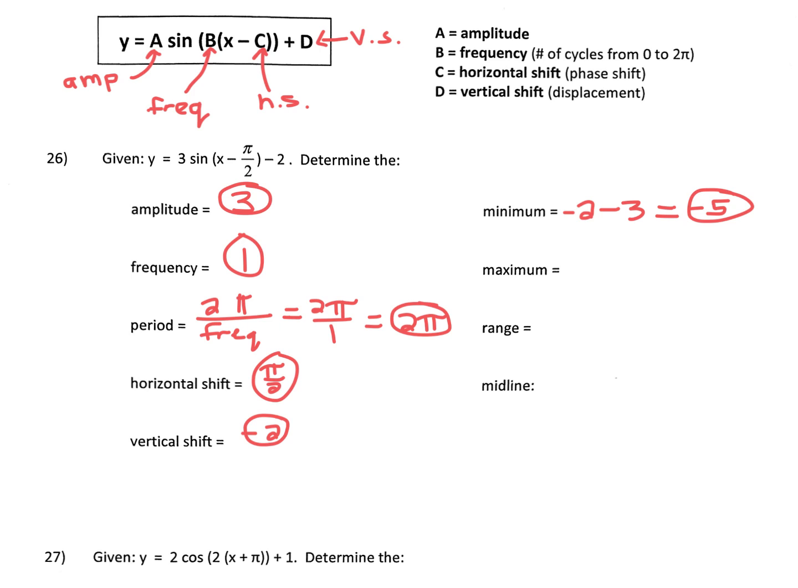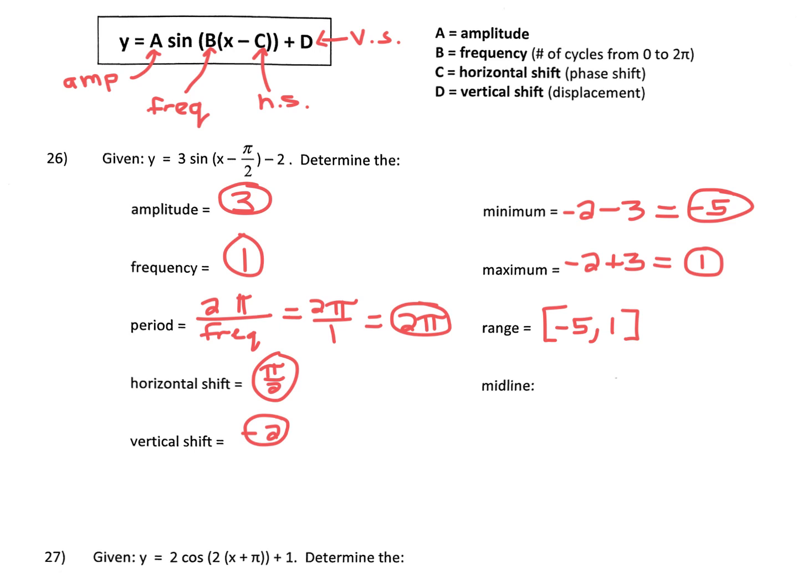Okay, so our maximum is equal to the vertical shift plus the amp. So this time it's going to be -2 plus 3, which is +1. So that's our maximum value. Now, as far as the range goes, the range fluctuates between the minimum value and the maximum value. And because the graph is actually going to hit those values, we're going to put these in square brackets, meaning that they are included.